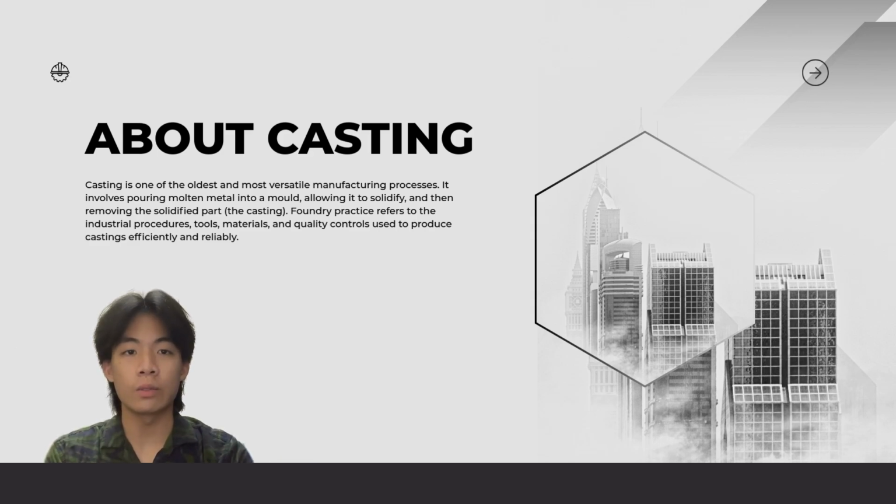Next, casting is one of the oldest and most versatile manufacturing processes. It involves pouring molten metal into a mold, allowing it to solidify, and then removing the solidified part. And that leaves us with the final product. Foundry practice refers to the industrial procedures, tools, materials, and quality controls used to produce castings efficiently and reliably.